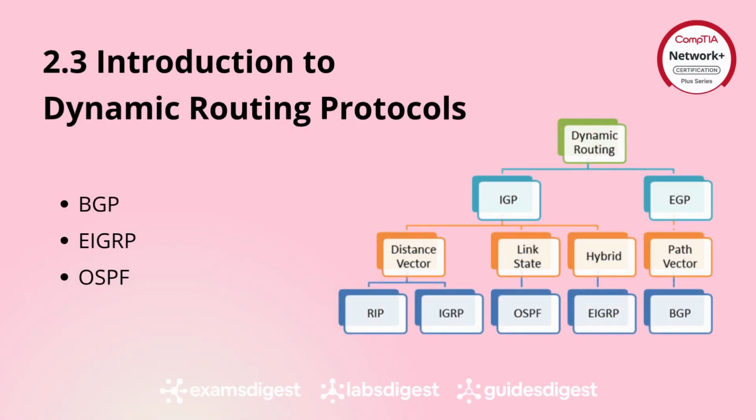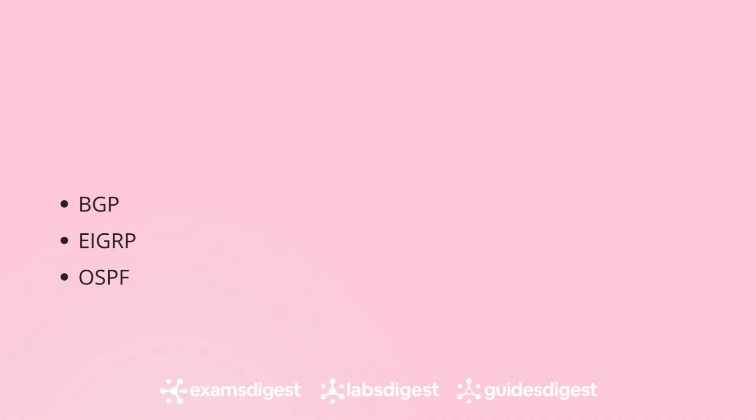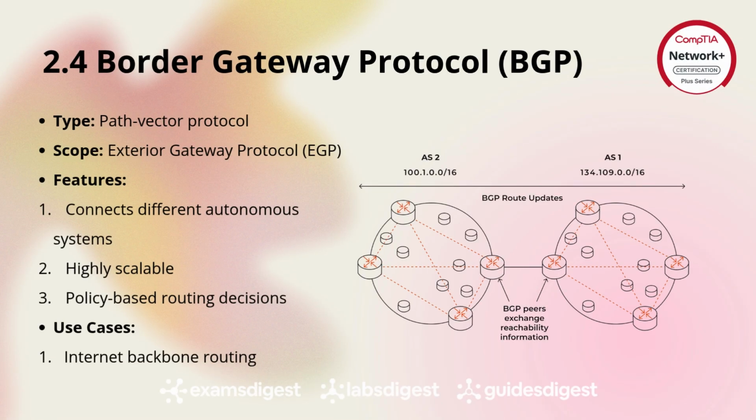Now, let's delve into three important dynamic routing protocols: BGP, EIGRP, and OSPF. BGP stands for Border Gateway Protocol and is often referred to as the backbone of the Internet. It's what allows different networks, or autonomous systems, to exchange routing information. Think of BGP as the system that maps out the major highways connecting different cities across the country.